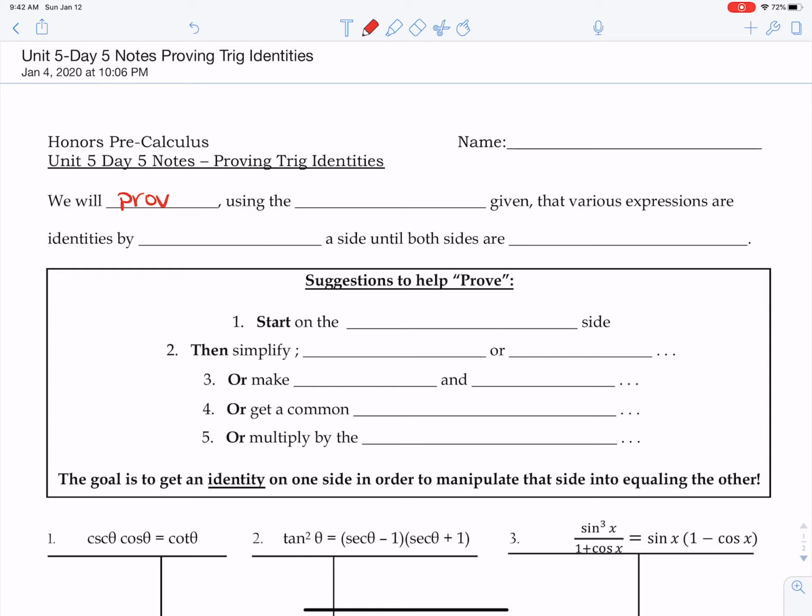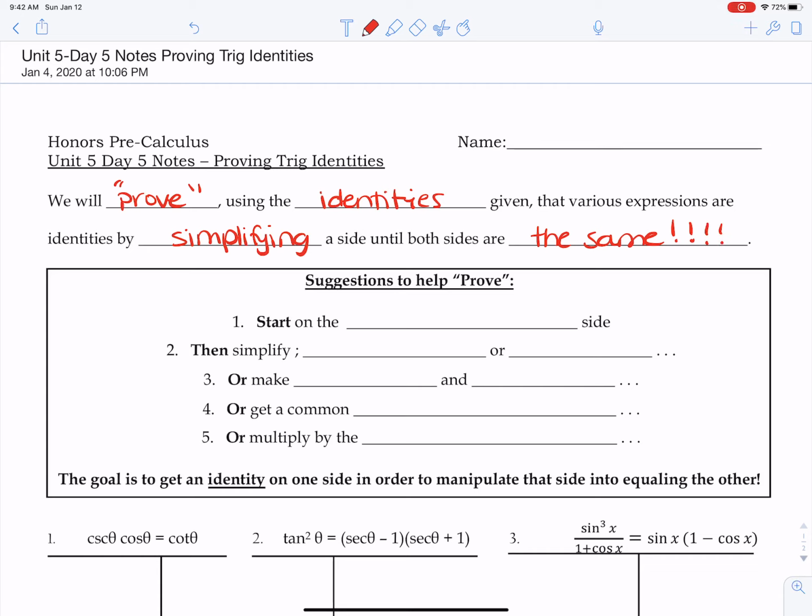We will prove, using the identities, that various expressions are identities by simplifying. So just as we had to simplify last time, we're going to simplify again, but we're simplifying one side until both sides are the same. And that's essentially what we're going to be doing.